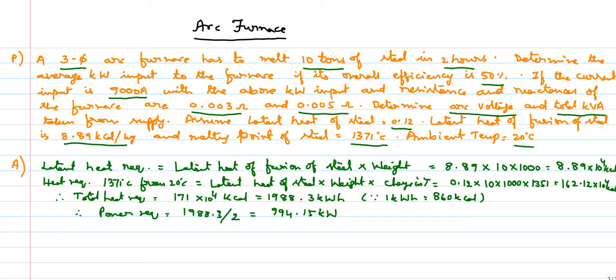But it has mentioned that from heat energy to electrical energy there is an efficiency. This efficiency is 50% only. With this 50 percent efficiency, I need to provide double the power. So the actual power input to the furnace should be 1988.3 kilowatt only.